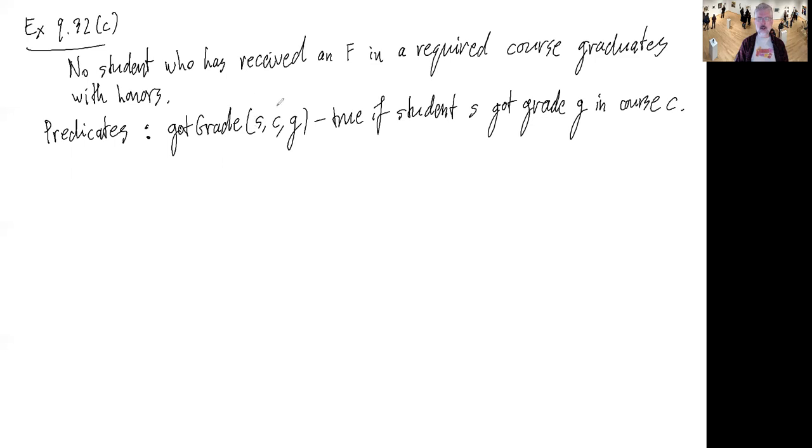And there was a question in class about the order of the arguments. Doesn't really matter. I did it student, course, grade. If you want to write it student, grade, course, fine, as long as it's clear from your description what that means. We're all good. Required(C) is going to be true if course C is required.